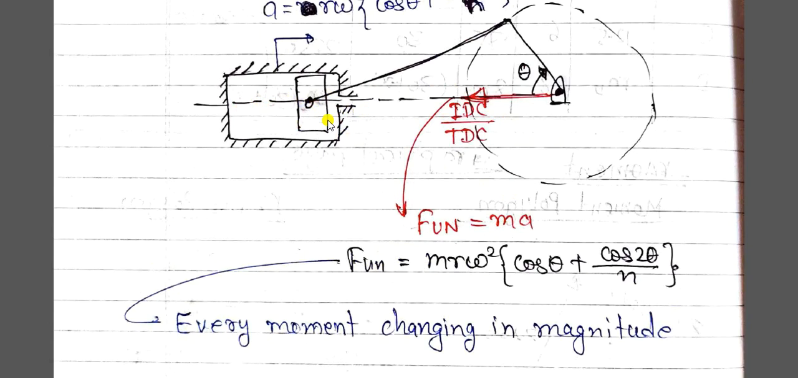If you remember, at the start of this balancing class I told you that a rotating mass has the same magnitude but changing direction every moment, whereas a reciprocating mass has the same direction but changing magnitude every moment. The magnitude keeps changing because theta is changing, but the direction is along this line only and does not change.